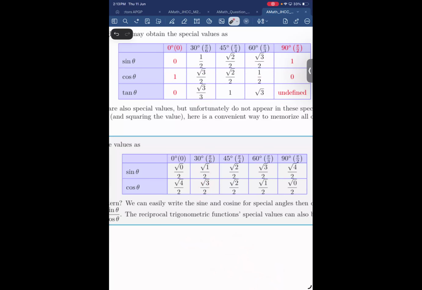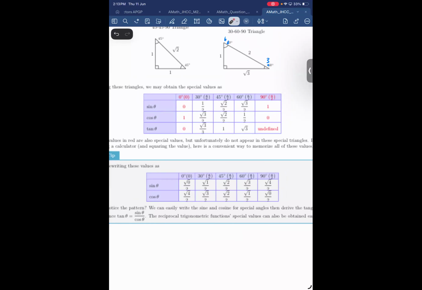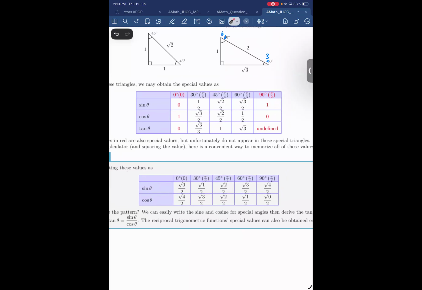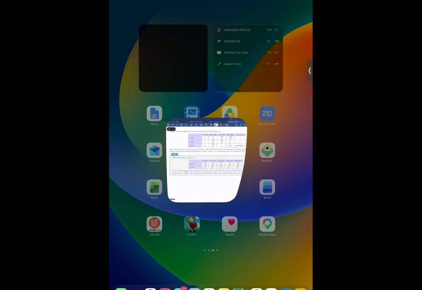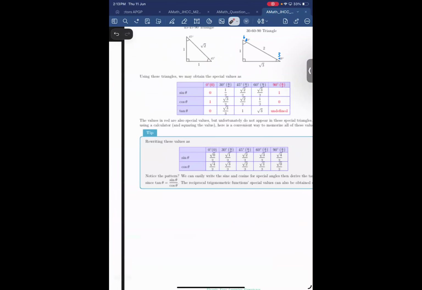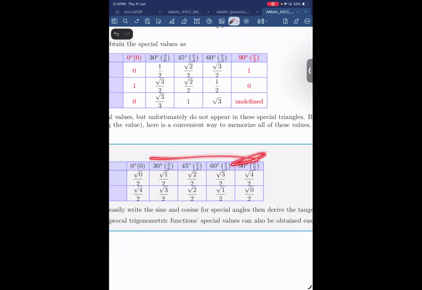Okay. So that's it for the special values. Any questions for special values? Okay. So three methods I would give you. First one is the special triangle, second is the calculator, and third is making this pattern, increasing here and decreasing here.